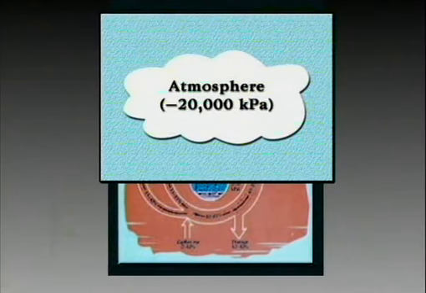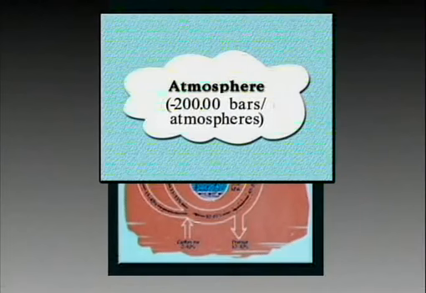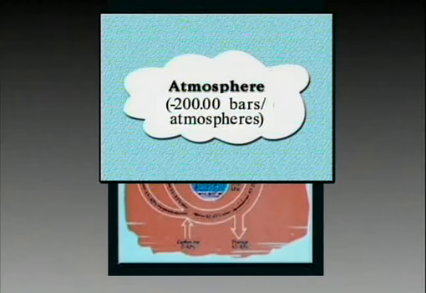If we were looking at this in terms of bars or atmospheres of negative pressure, or in soil, in this case tension, we would move the decimal two places to the left, so this would be approximately minus 200 bars or atmospheres. Obviously, plants are not able to take water directly out of the atmosphere due to the high tension with which that water is being held.